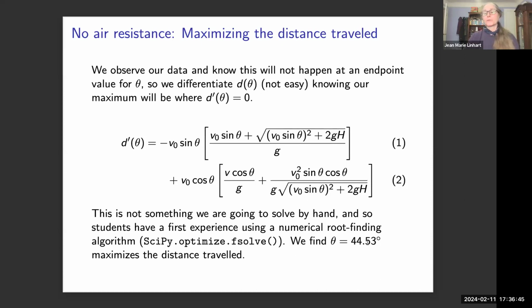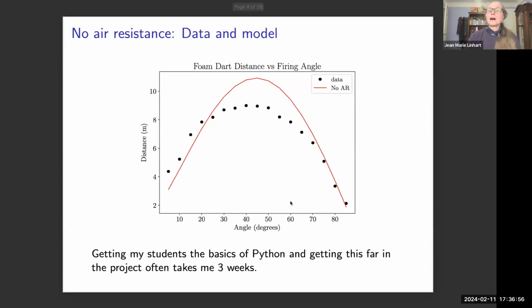That's not exactly 45 degrees because our dart is not shot from the ground. It's shot from a height that's slightly above the ground, and so that moves the angle up a little bit. And this is, of course, our data. The data is in black, our curve in red. There is the no air resistance model. We can see here that we've got the general trend and shape of the data, but the model doesn't really correspond well to the data right there.